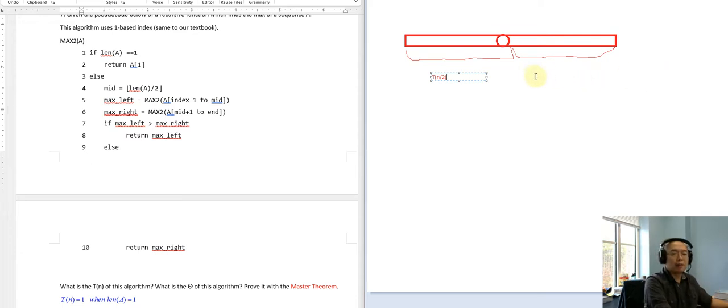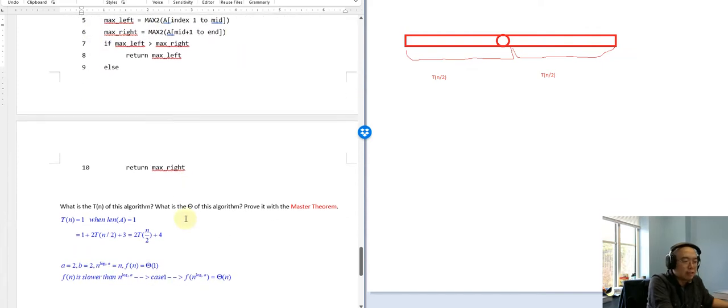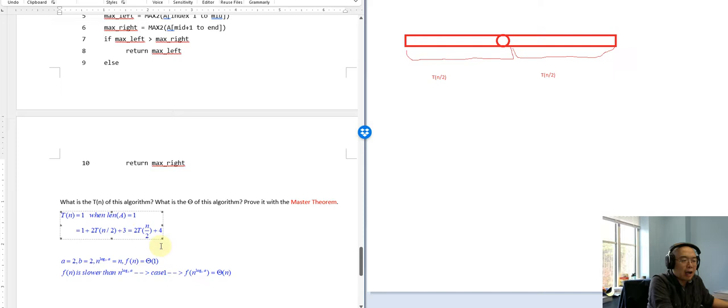The cost of finding the max on the right half is going to be T(n/2) again. So this one is T(n/2), this one is T(n/2), and then we do a comparison. Eventually, this is my version of T(n): if the problem size is 1, it's a constant value, and otherwise it's 2T(n/2) plus a constant.